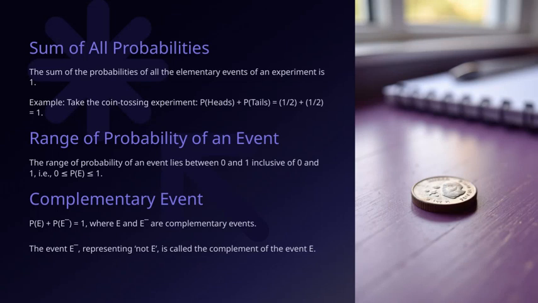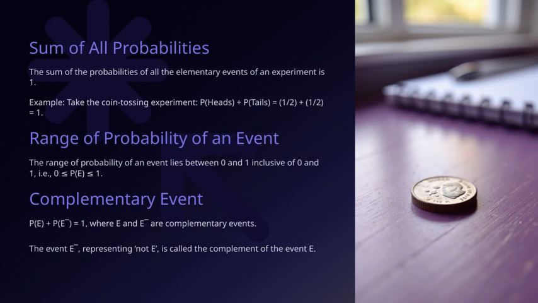The event not E is called the complement of E essentially. It includes all the outcomes where E does not happen. An important point here is that the probability of E plus the probability of its complement always equals 1. This makes sense because either E occurs or it doesn't. Those are the only two possibilities, so their probabilities together must cover the entire sample space.